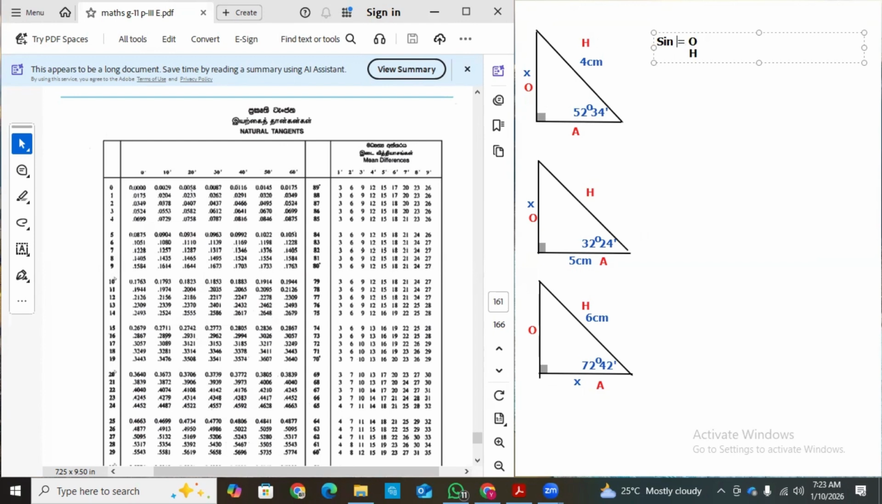And sine angle, it's better to mention that here, 52, 34. It's difficult to mark the degree here. I'm using this symbol as the angle. That's okay, fine. Just let it be, and we'll continue.